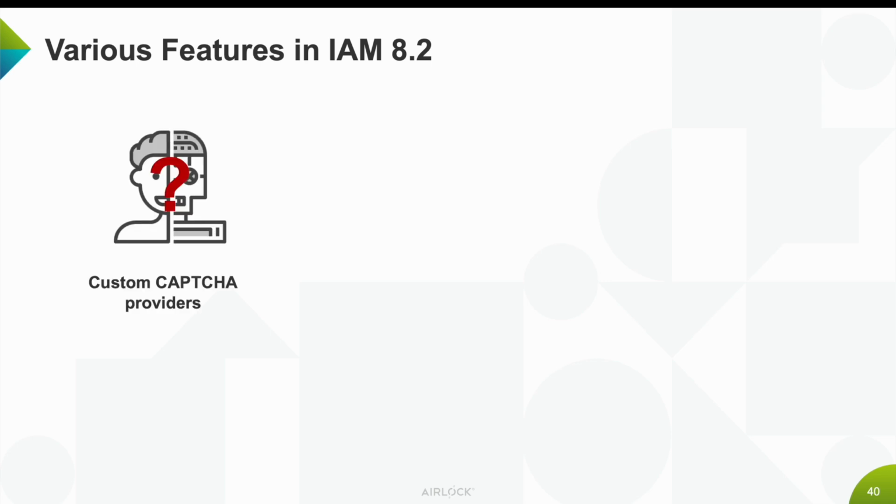Now it is possible to provide custom captcha providers. So if you're not happy with the captcha providers we provide in the product, it's possible to add new ones as long as they follow certain API restrictions. And it's now also possible to place a captcha on the default product username and password page.